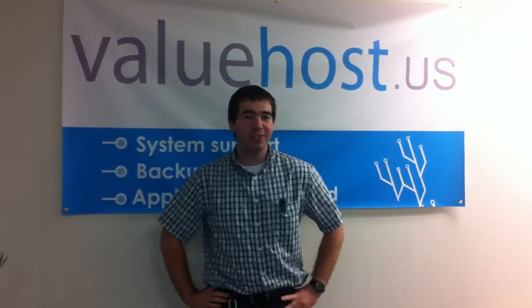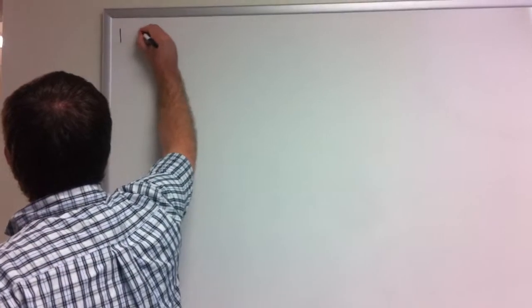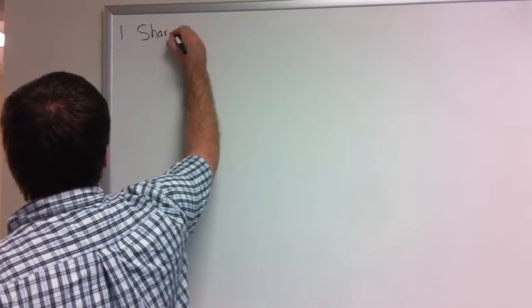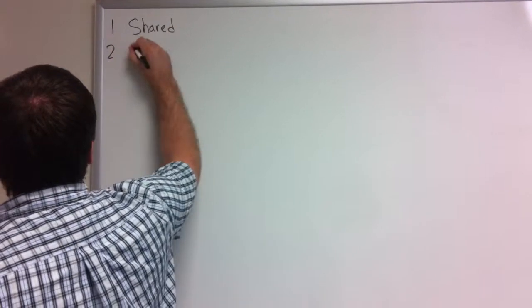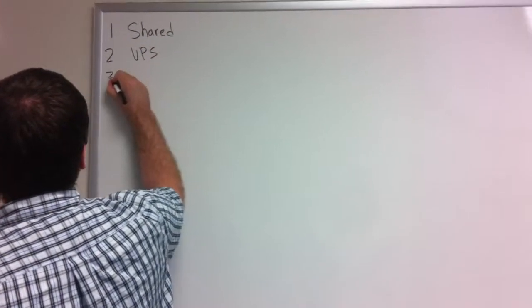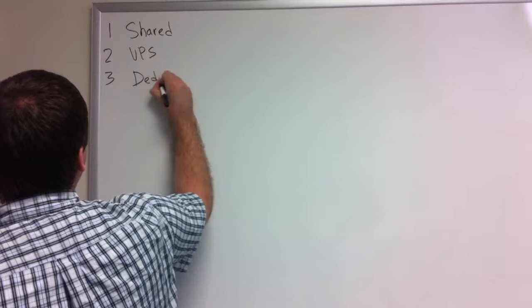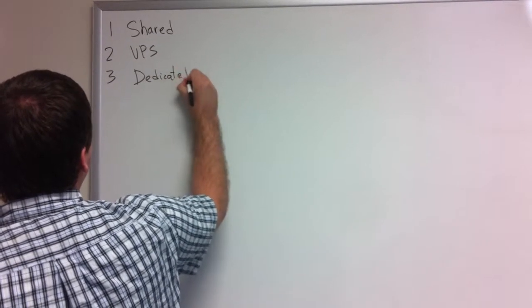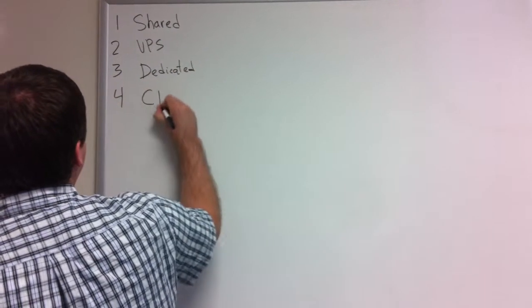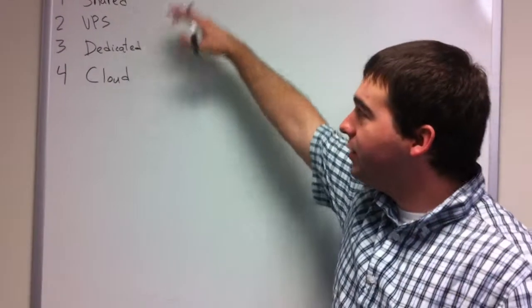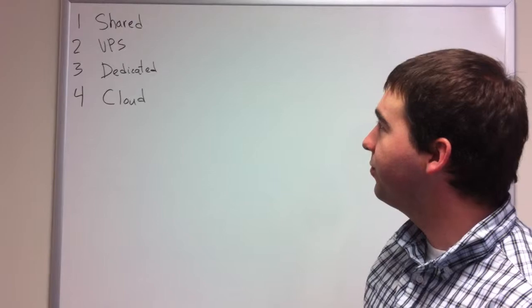We're going to explain some of the different levels of hosting. So I'm going to come on over to my whiteboard here. Generally there's 4 levels of hosting out there right now. We've got number 1, shared. Number 2 is VPS. Number 3 is dedicated. And number 4 is cloud. So, we're going to explain all 4 of these. We're just going to go right through them, 1 through 4.